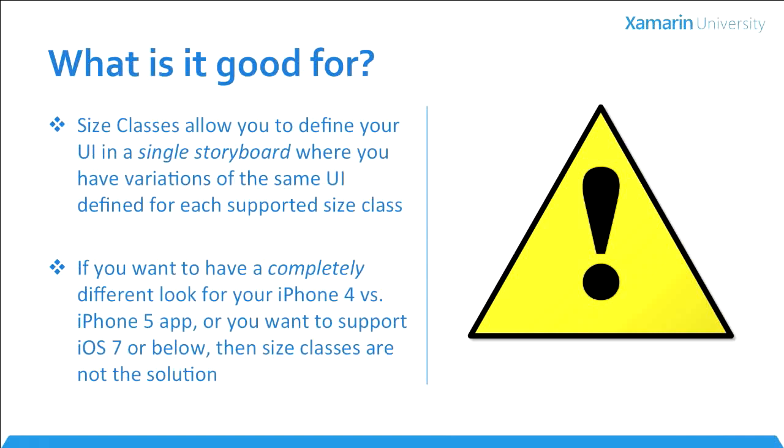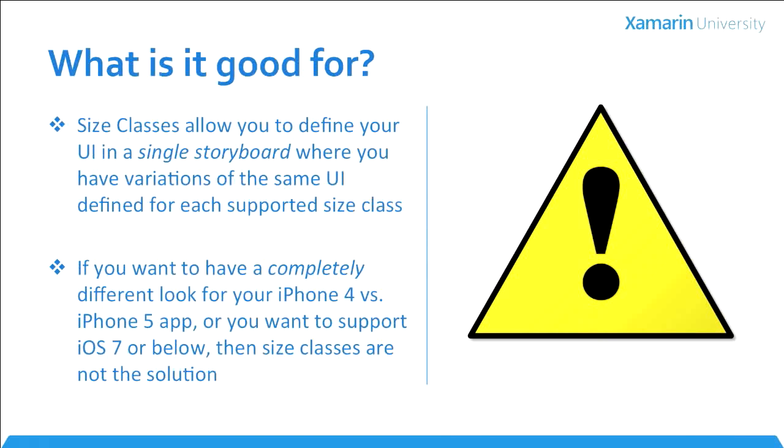So size classes with unified storyboards are fantastic if you want your application to look and feel the same on all the different device variations. And this is probably going to be true for most of your applications, especially business apps. However, if you want your apps to have a different look and feel as the user goes from the phone to the tablet, you're not likely going to use this new feature.